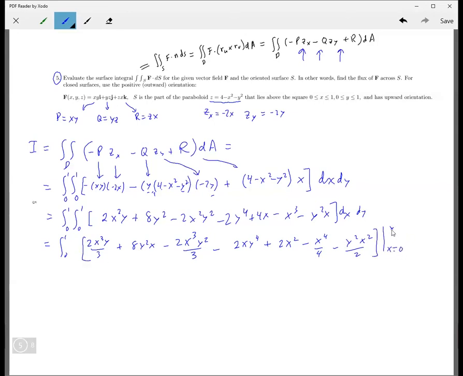Okay, so you're going from 0 to 1, and then you're going to integrate in y. Wow. Okay, so this is 2/3 y. So basically just put a 1 in everywhere you see an x. So that's not too bad. 2y squared over 3 minus 2y to the fourth plus 2 minus 1/4 minus y squared over 2.